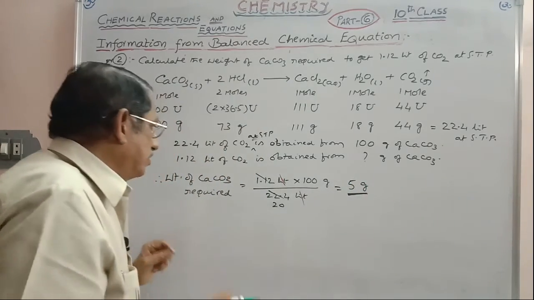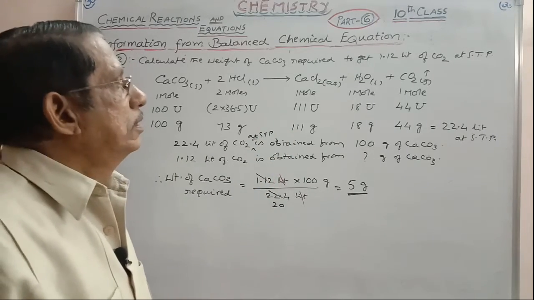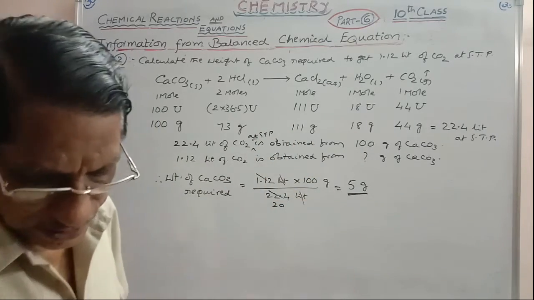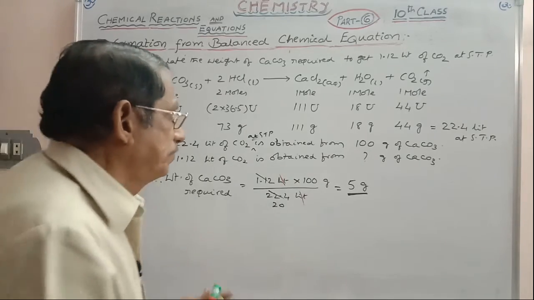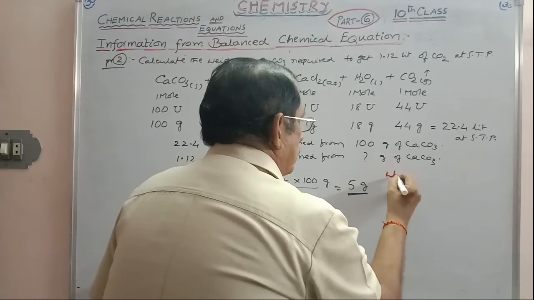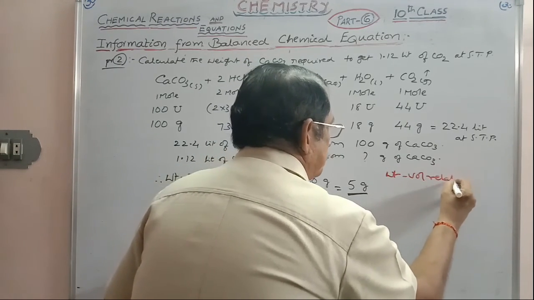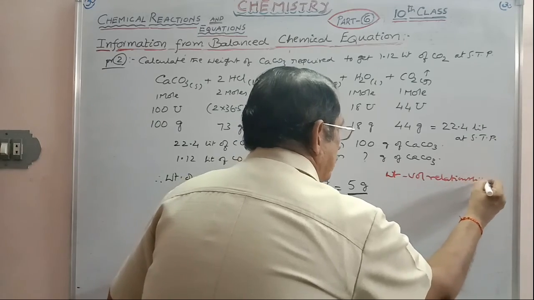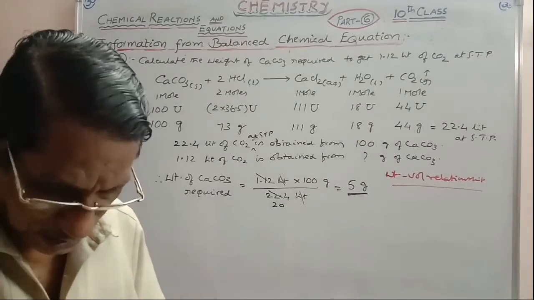So if you take 5 grams of CaCO3, exactly it gives you how much? 1.12 liters of CO2. This is what you call weight-volume relationship. Basing on this, the problem is worked out. Previously, we calculated weight relationship. Okay, note it down.